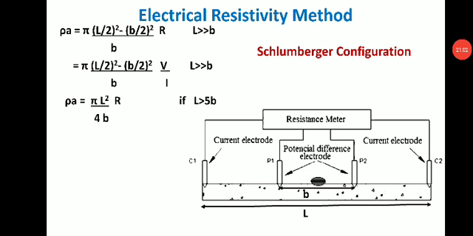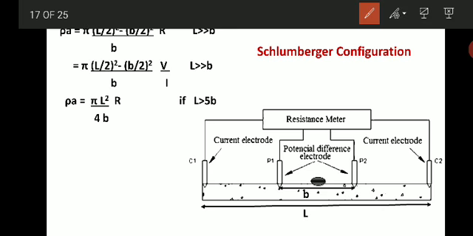Next is Schlumberger. What is meant by the Schlumberger configuration? What is done in this particular test? In Schlumberger, the distance between the two inner potential electrodes, P1 and P2, you can call it B. The distance between the potential electrodes is B. That is kept constant for a set of readings, and the distance between the current electrodes, C1 and C2, is varied. Only C1 and C2 are moved for a particular set of readings.